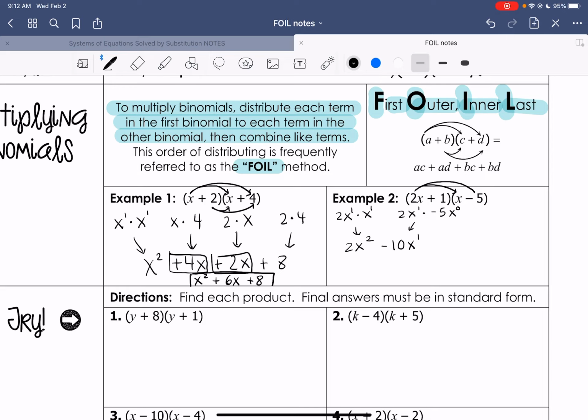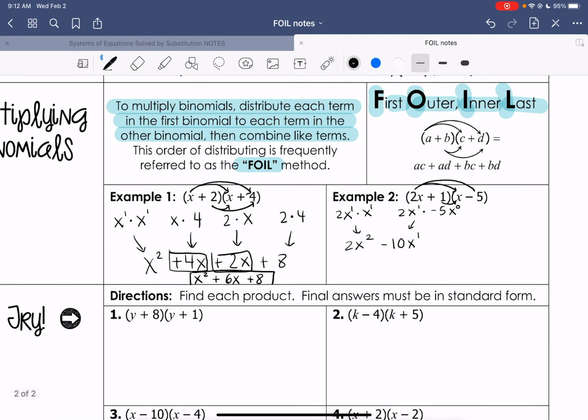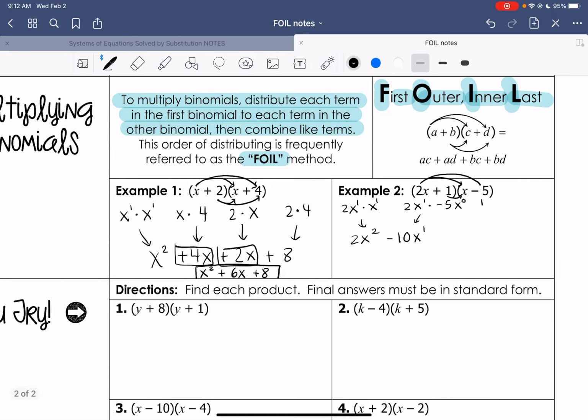So then we're going to go inside and we're going to do 1 times x. That's going to lead me to just a positive 1x. And then our last is 1 times negative 5, which we know is going to be negative 5.